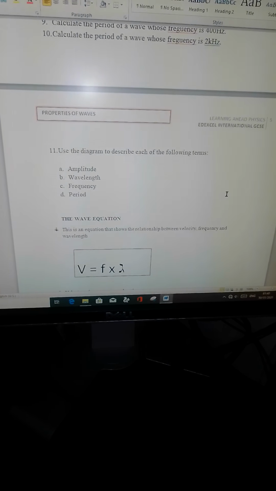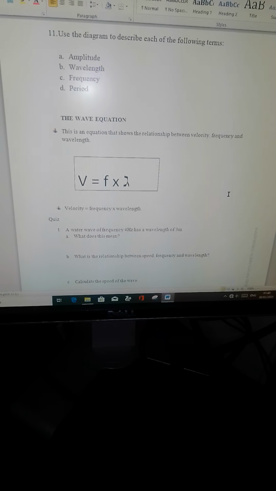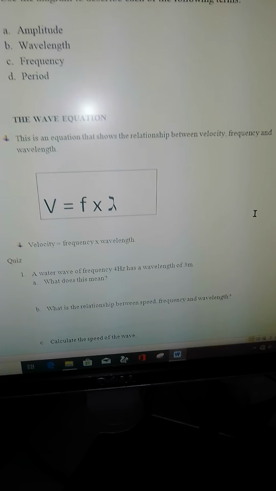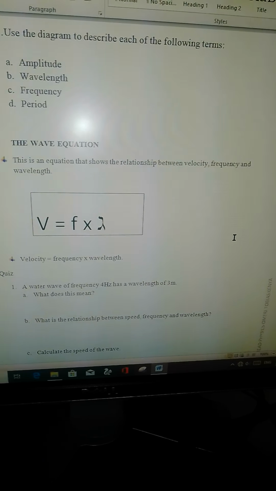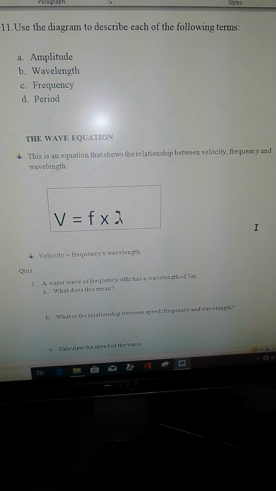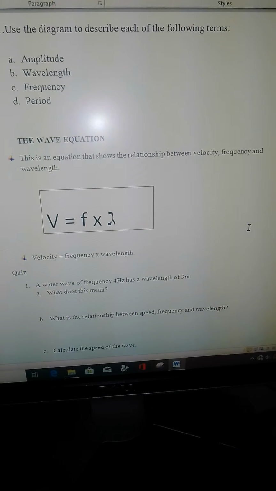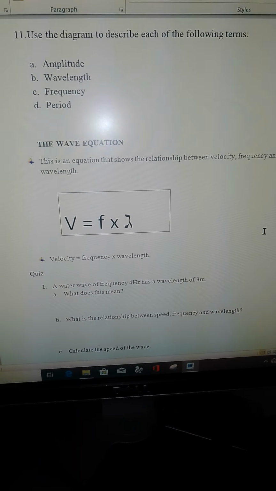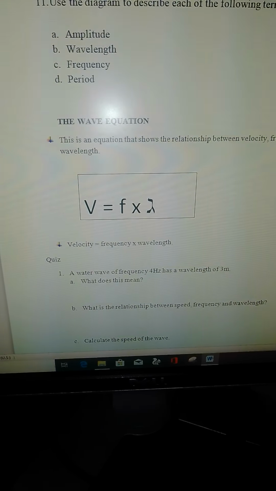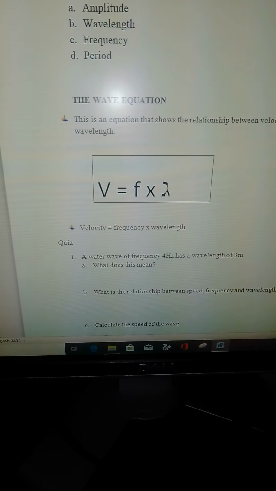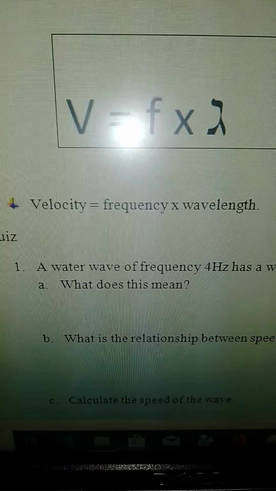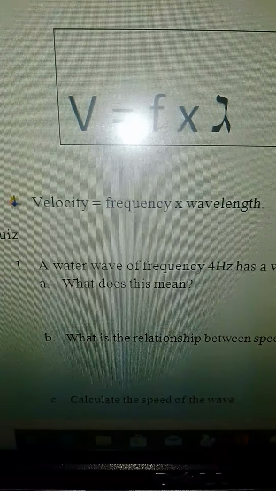Introduction to waves. The property of waves that today we're going to be looking at is the wave equation. There's a relationship between speed, frequency, and wavelength. This equation shows the relationship between velocity and frequency. Therefore, speed v, or velocity v, is equivalent to f times lambda, which is wavelength. We can represent this in the word equation by saying velocity is equivalent to frequency times wavelength.